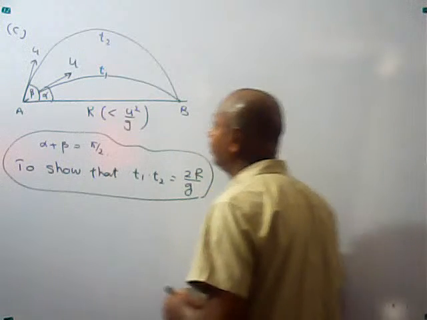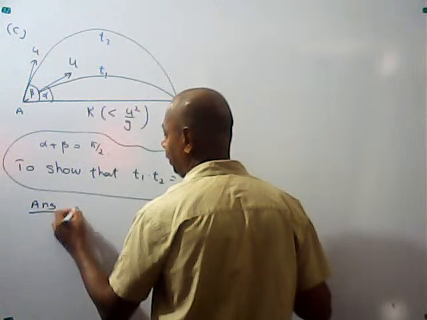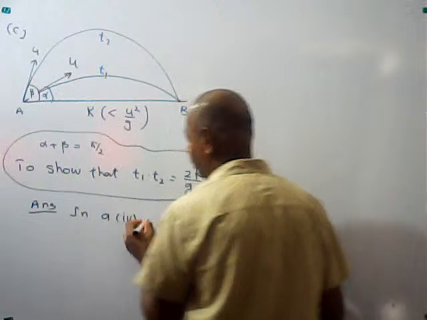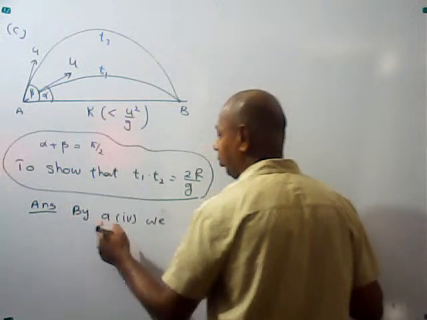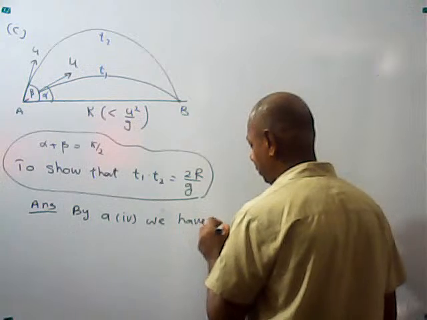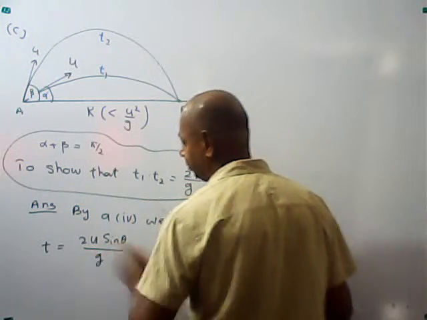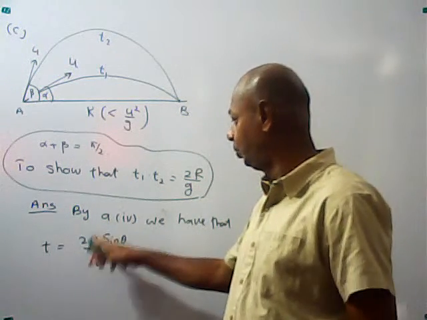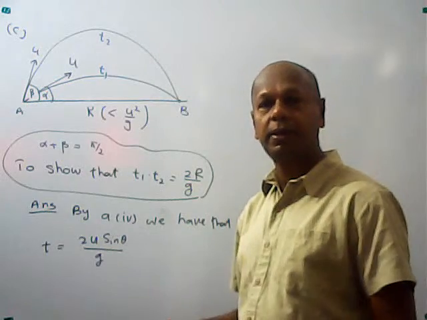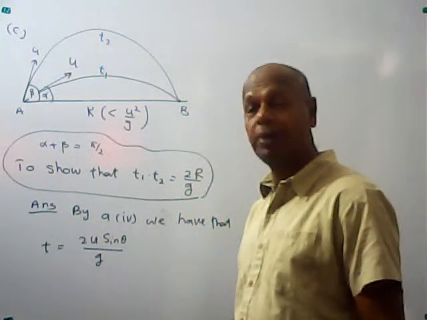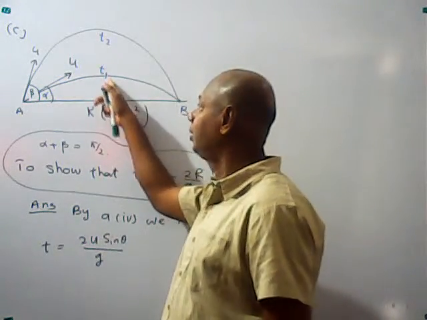It's about the flying time, but in part A4, we have that T equals 2U sine theta over G. If the speed is U, angle is theta, the flying time is given by this. We have proven this in the very first part A, part 4 of part A. So now we have two different angles, alpha, beta. For alpha, the time is T1. For beta, the time is T2.